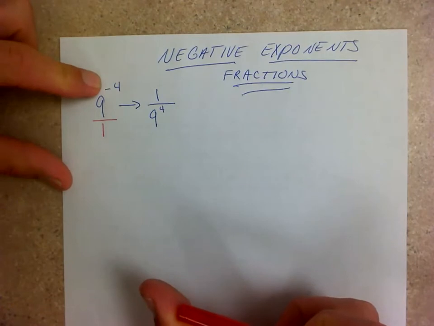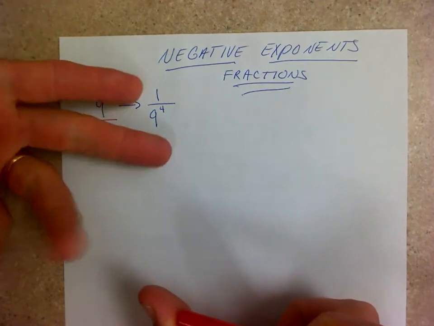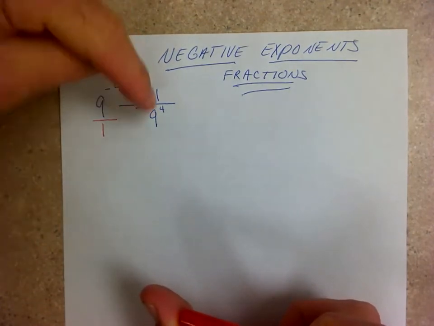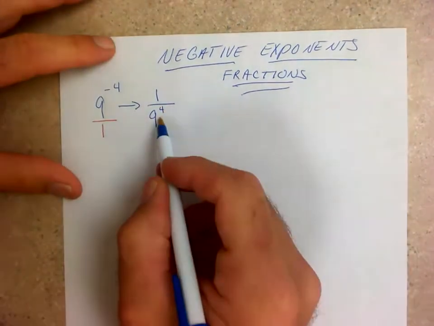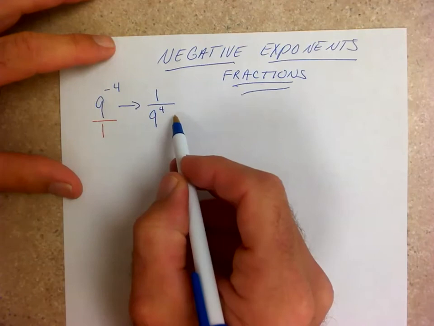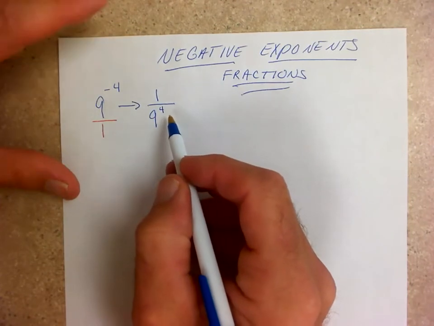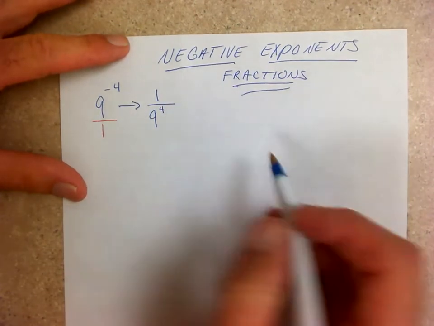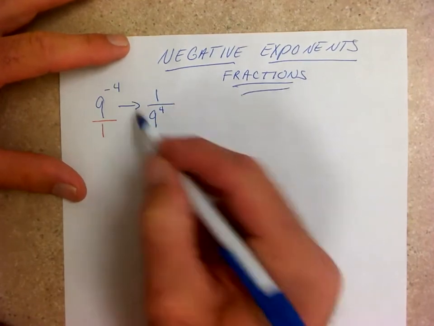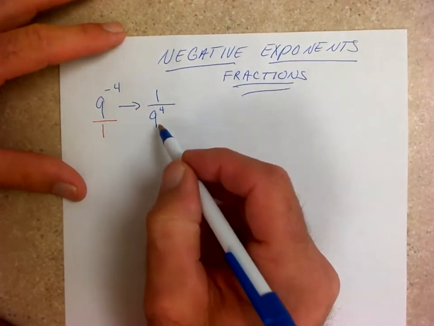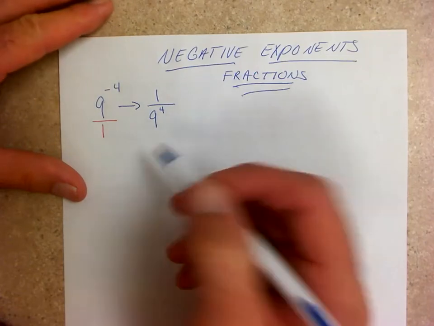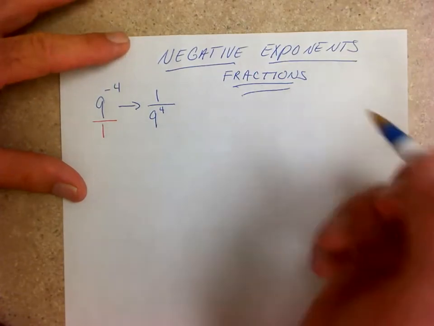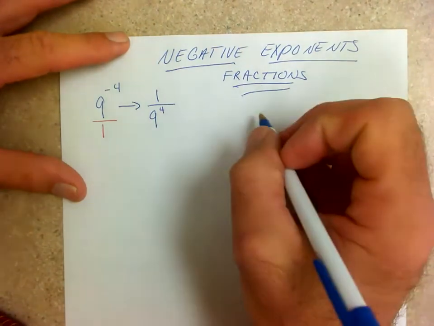And to remove our negative exponent, all we really need to do is flip our fraction over. So now we have 1 over 9 to the fourth power. And if we needed to, we could go ahead and simplify this. For the sake of tonight's homework assignment, we're going to leave it this way unless the directions on the homework assignment ask you to simplify or expand. A real simple adjustment, though.